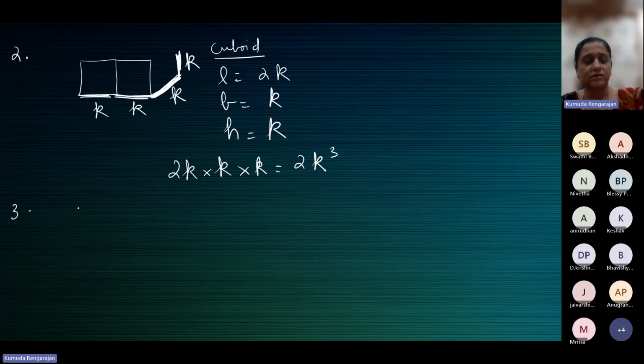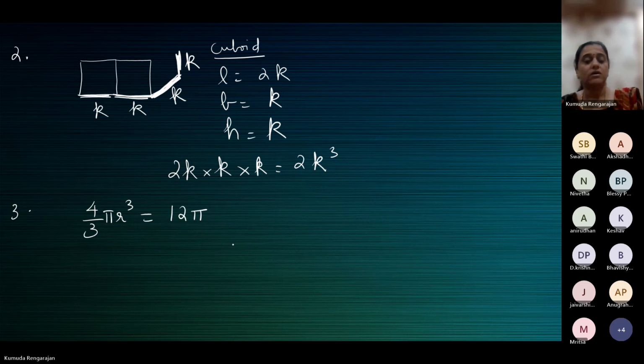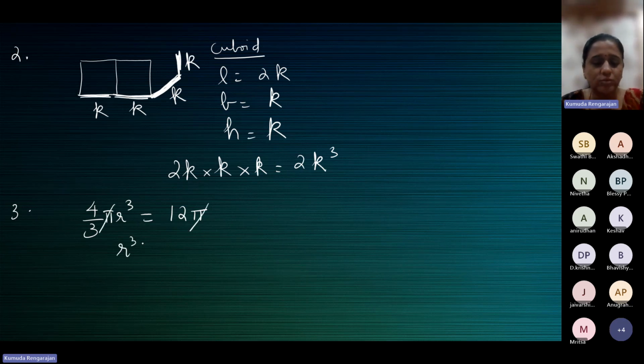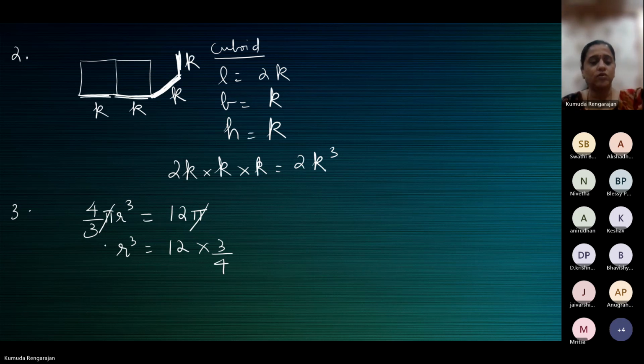Okay. So the sphere volume formula is 4 by 3 pi r cube, and this is given to be 12 pi. So 4 by 3 pi r cubed is equal to 12 pi. Pi on either side gets cancelled. So r cubed is equal to 12, and 4 by 3 becomes 3 by 4 here. So 4 ones are 4, threes are 12. So r cubed is equal to 3 into 3, 9 or 3 square.